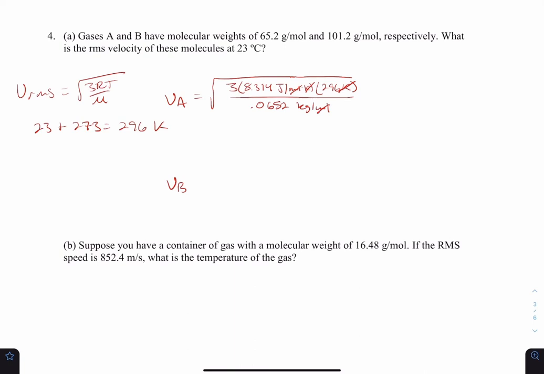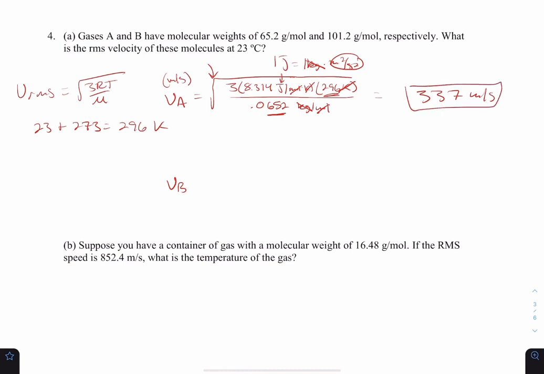And then remember that 1 joule is equal to 1 kilogram meters squared per second squared. So in this joule here, we're canceling out this kilogram, and then we're going to be left with meters squared per second squared, and we're square rooting that. And so that's how we end up getting an answer in meters per second. If you do the math right, I'm not going to be using too many sig figs for this one, but you should technically have 3 sig figs because we're dependent on this value, and they have the same number of sig figs. So that would be about 337 meters per second. That would be the RMS speed of gas A.